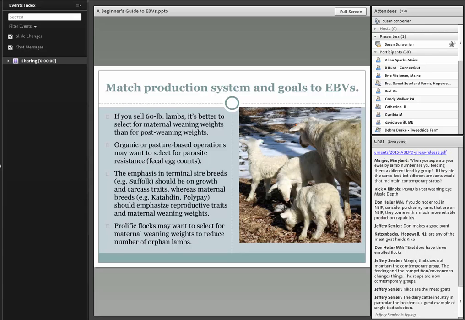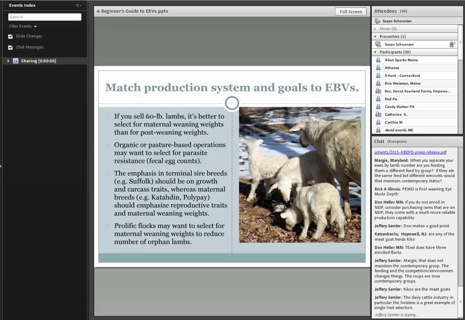Depends on what breed I have. If I'm raising a terminal sire breed, a breed that's intended to produce market lambs for sale, example would be Suffolk, another example Hampshire, Texel, I'm going to put my emphasis on growth and carcass traits. Not necessarily the only traits, but there's definitely going to be strong emphasis on that. If I raise a maternal breed, again, Katahdin, Polypay, Dorset, lots of other breeds, I'm going to emphasize the reproductive traits: number of lambs born, number of lambs weaned, maternal weaning weights.